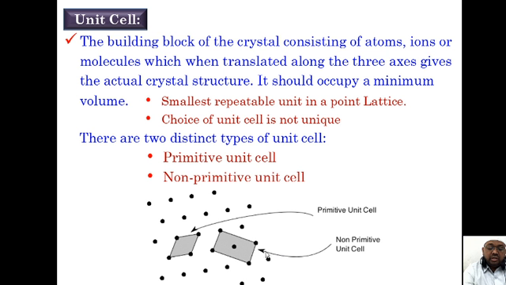Now, non-primitive unit cell: what is the meaning of non-primitive cell? In a primitive cell, you will find that imaginary points are only at the corners. Here, the imaginary points are not only at the corners, but one is also residing at the center. You will find one more imaginary point other than the corners, so that unit cell is considered to be a non-primitive unit cell.